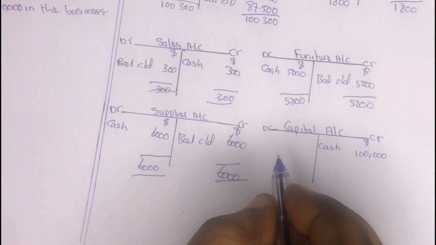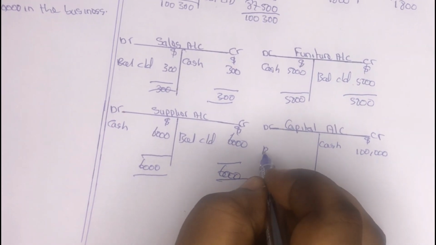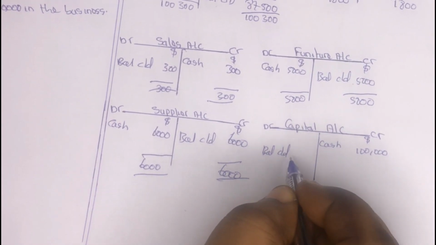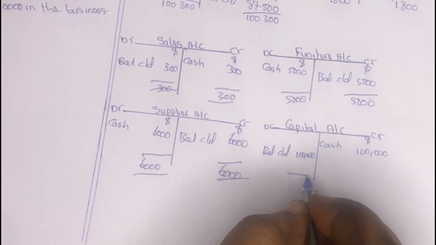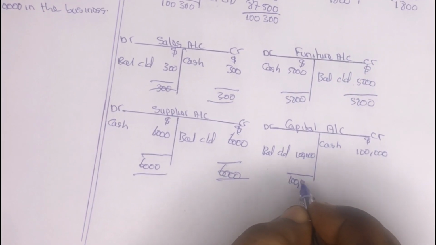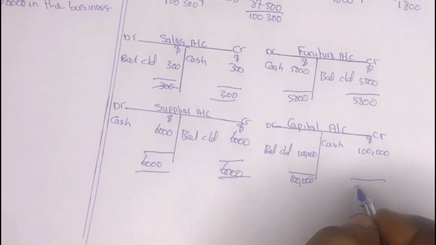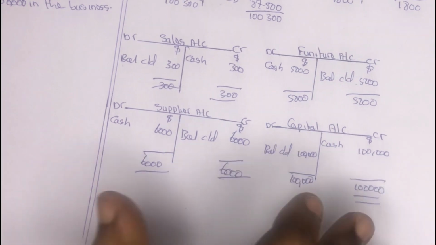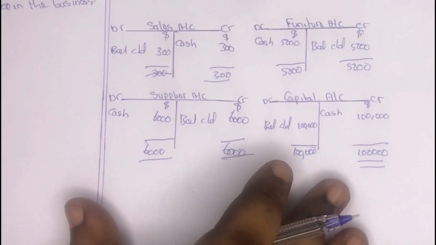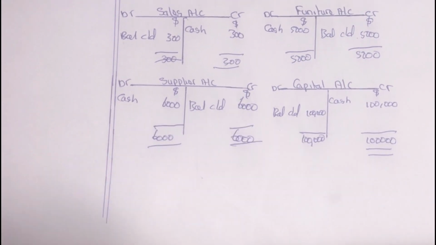So we have the capital account, balance carried down. We have $100,000 and $100,000. So this is how we close our ledger accounts.